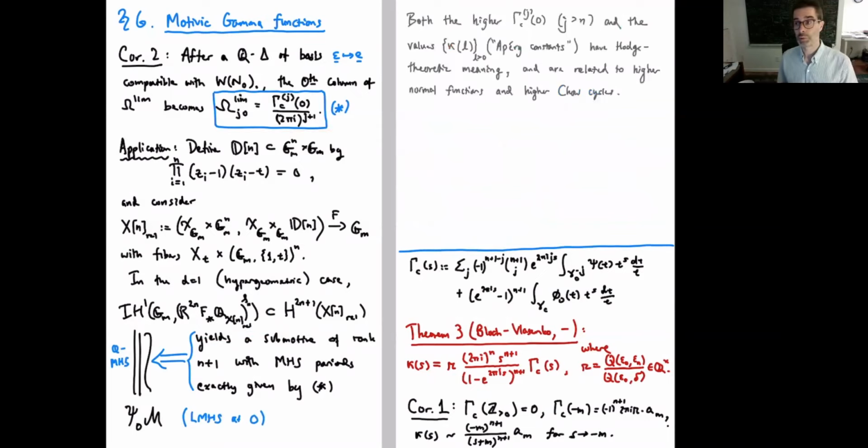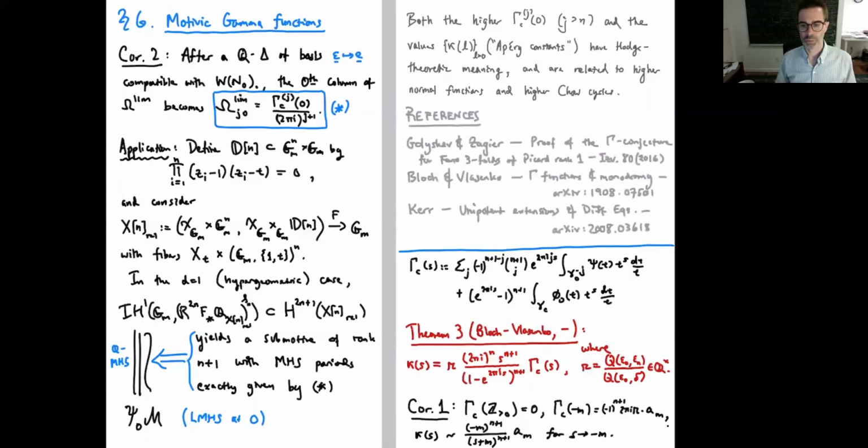Finally, I just want to mention that both the higher derivatives of gamma beyond n and the values of kappa at positive integers, which I call a priori constants, have Hodge theoretic meaning. And actually, the a priori constants have meaning in terms of a priori constants of Fano varieties when the X is a Landau-Ginzburg model, and are related to Apéry's irrationality proofs for zeta of 2 and zeta of 3 in a couple of cases, and also to normal functions on higher Chow cycles. The idea is the a priori constants are in the d equals 2 case always special values of higher normal functions.